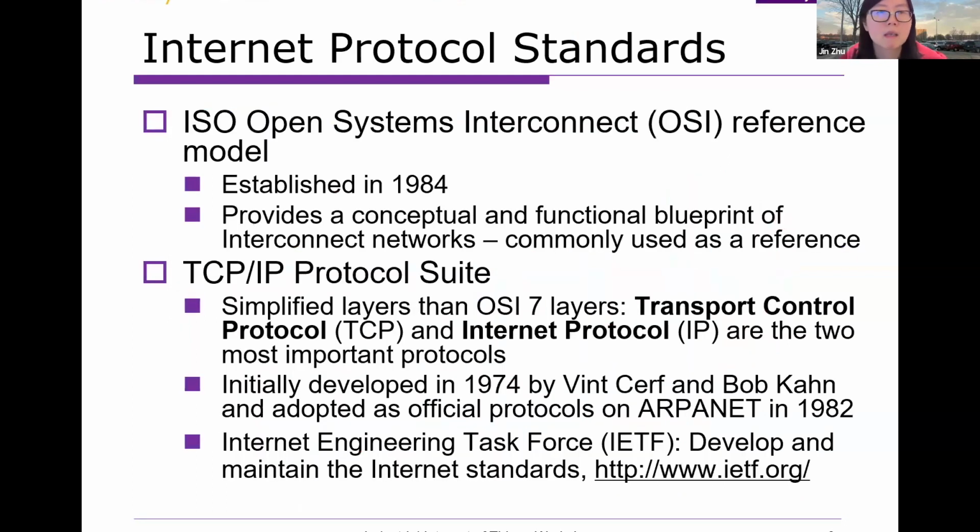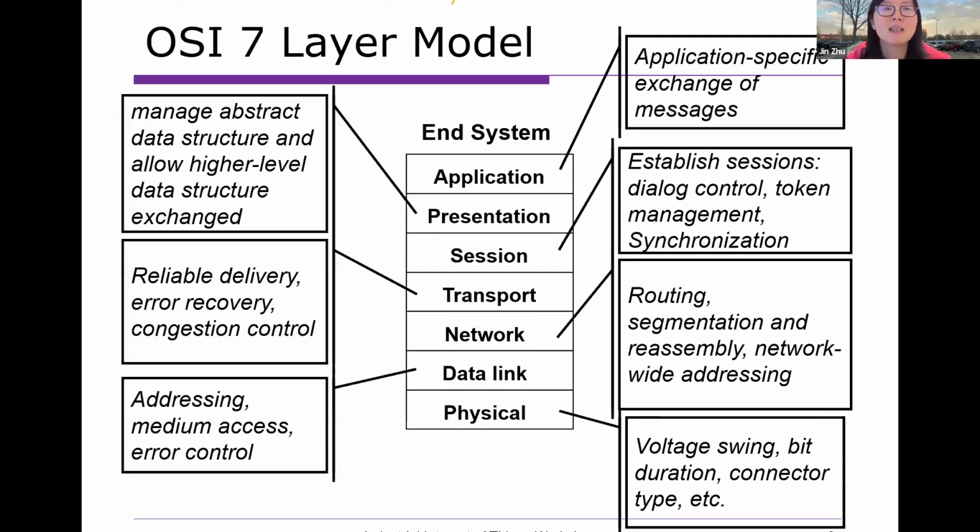Because the Internet has connected billions of different devices together, it is very complex, right? So how do we describe such a complex system? Okay. People then developed the so-called 7-layer model, named the Open System Interconnect Reference Model, or OSI reference model. Okay, it was established back in 1984, which provides a conceptual and functional blueprint of interconnected networks. Okay, here is showing the 7 layers.